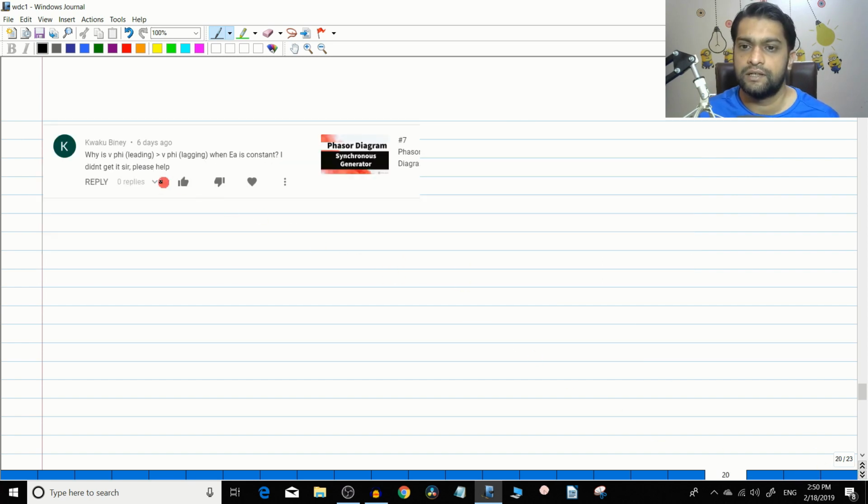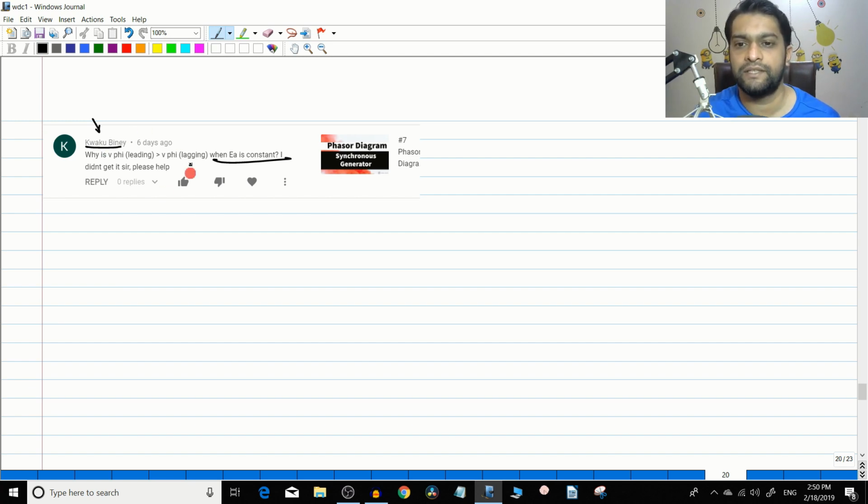Next question. Yeah, Kwaku Bini. Please tell me the correct pronunciation. Why is VT leading greater than VT lagging when EA is constant? I didn't get it at first. See, VT leading means VT during a leading condition. It means that the load is a capacitive load, and a capacitive load produces reactive power. Whenever you add reactive power to the system, the voltage will rise. When you absorb reactive power from the system, the voltage will drop. That is the basic concept.